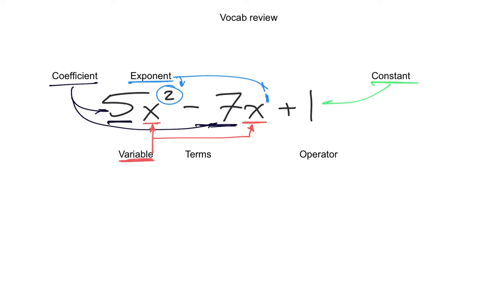That's this number right here, the number 1. Any number that is not being multiplied by a variable. This is a coefficient because it's being multiplied by a variable. This is a constant because it is not being multiplied times a variable.